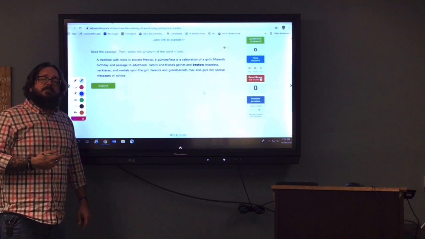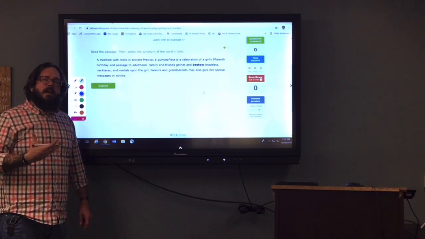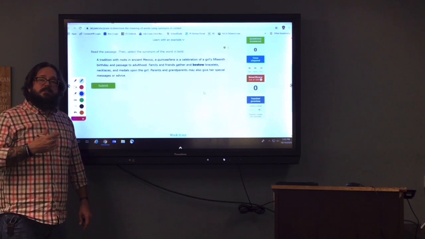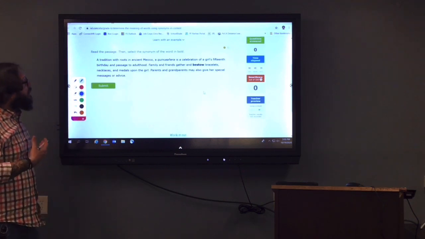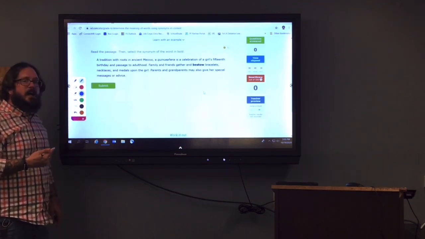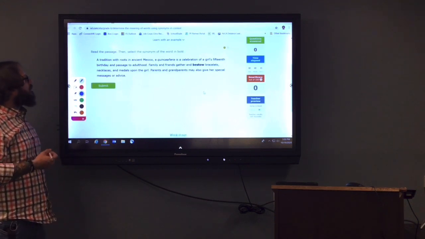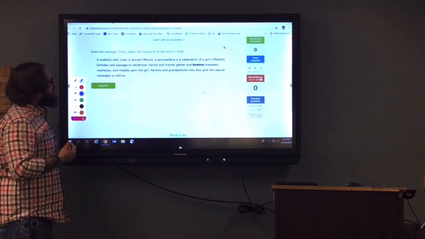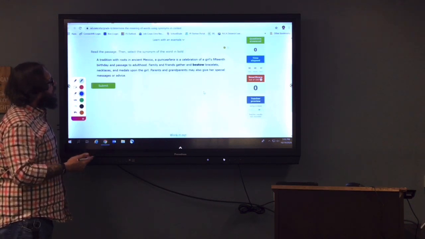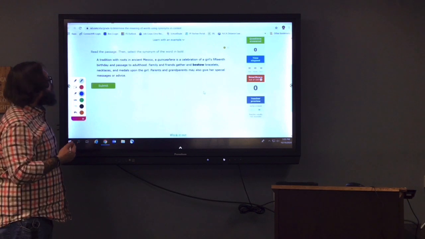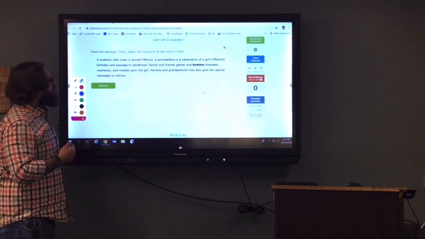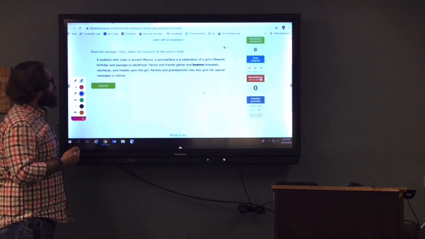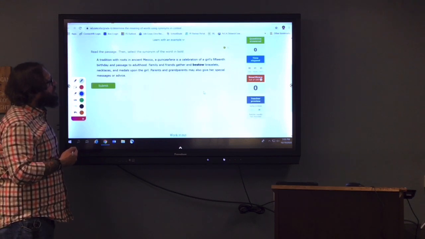In one of our earlier lessons, we talked about how an author will sometimes provide clues such as synonyms of words that will help us determine the meaning. Let's take a look at a couple of examples where we need to identify the synonym of the bolded word. A tradition with roots in ancient Mexico, a quinceañera, is a celebration of a girl's 15th birthday and passage to adulthood. Family and friends gather and bestow bracelets, necklaces, and medals upon the girl. Parents and grandparents may also give her special messages or advice.